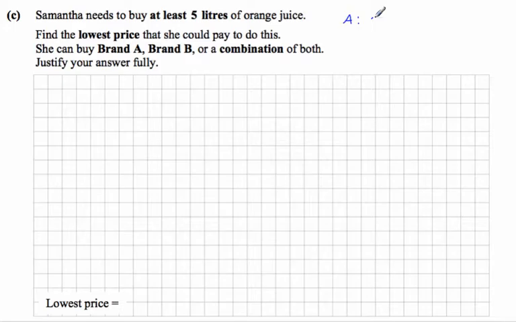So brand A, 2 litres. Remember that costs €360. And brand B, which was 750 ml, costs 150. So how are we going to make up the 5 litres using combinations of these amounts?